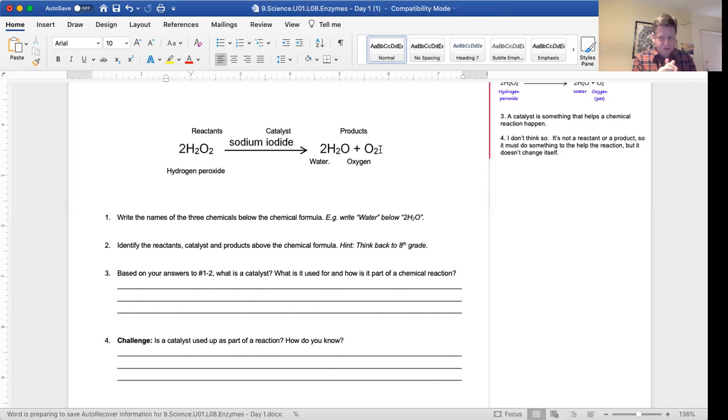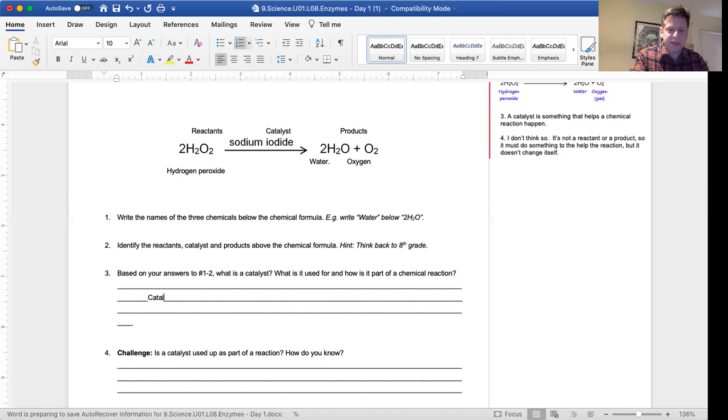Now, based on your answers to 1 and 2, what is a catalyst? What is it used for and how is it part of a chemical reaction? Okay. Well, hopefully you understood when you saw those colors go up in the air and the reaction get really kind of fast and volatile.